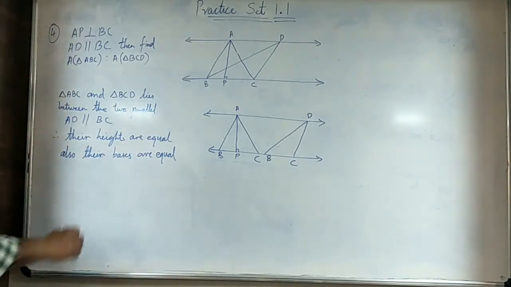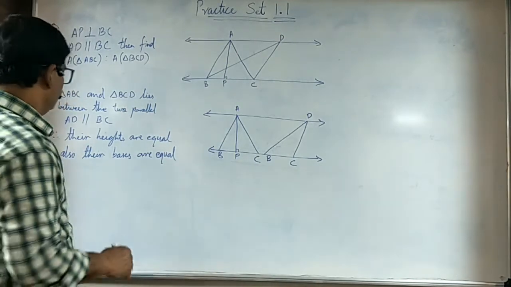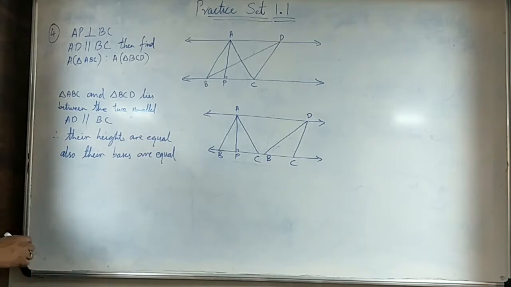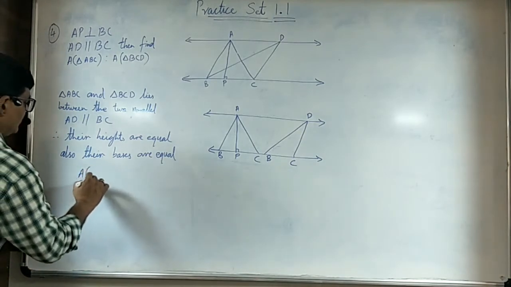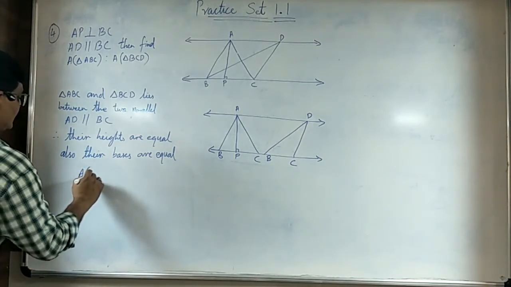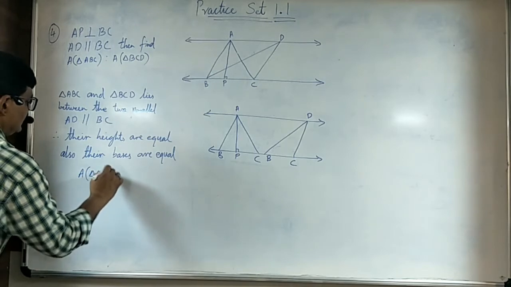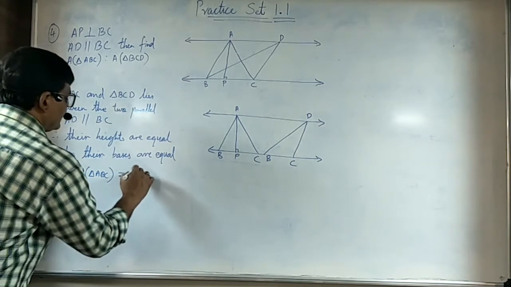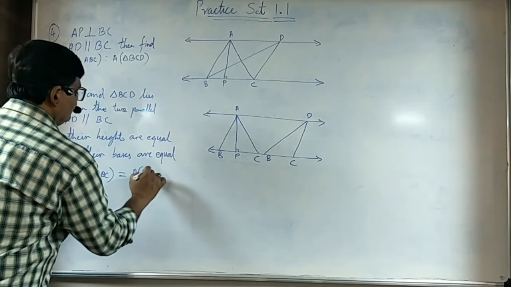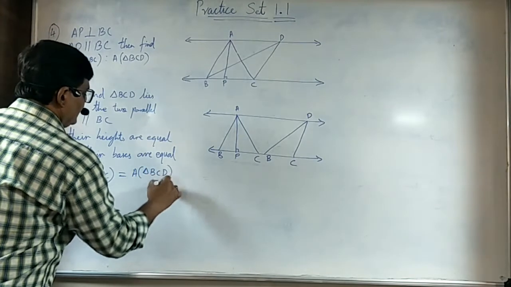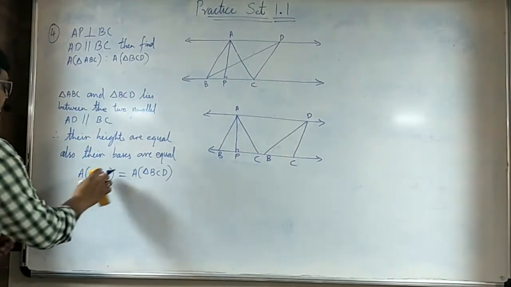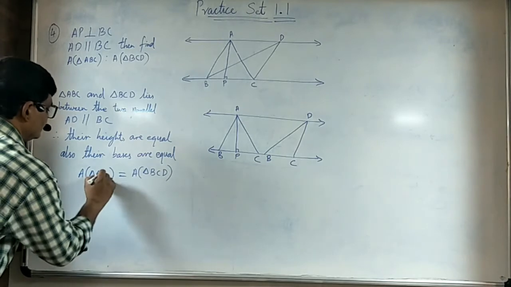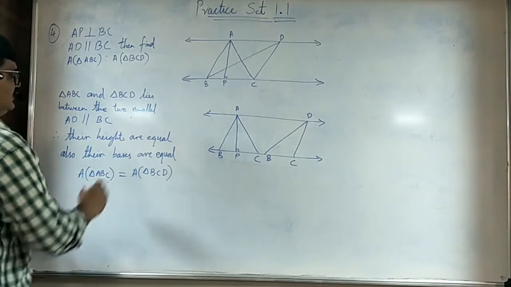If the heights are equal and the bases are equal, what is that over there? We have studied yesterday that the area of both the triangles will be equal. Area of triangle ABC equals area of triangle ABCD. When both the height and base of a triangle are equal, then the two areas of the triangles are equal.